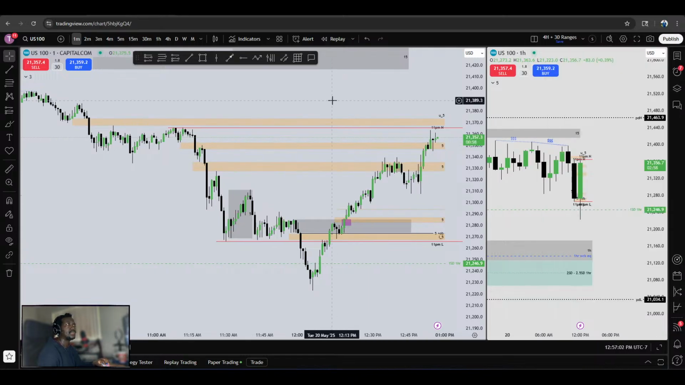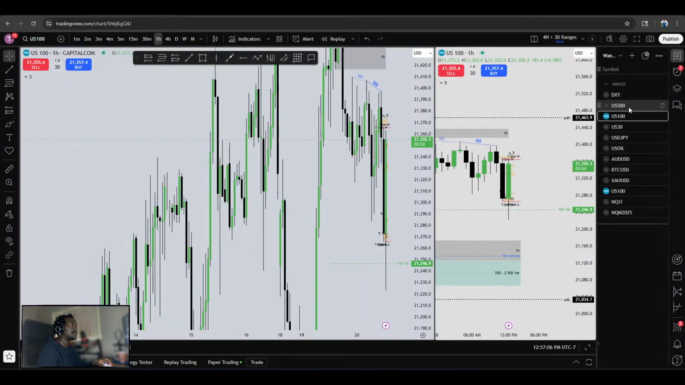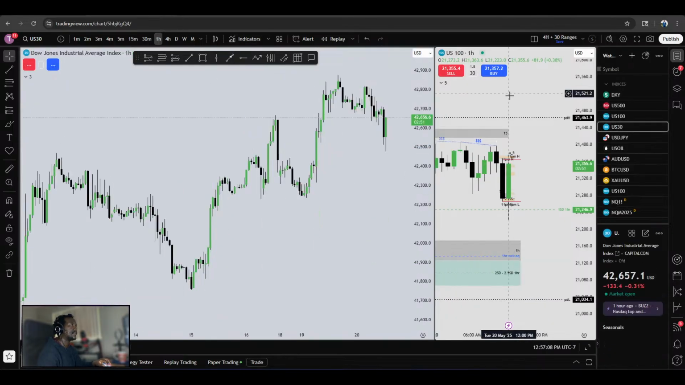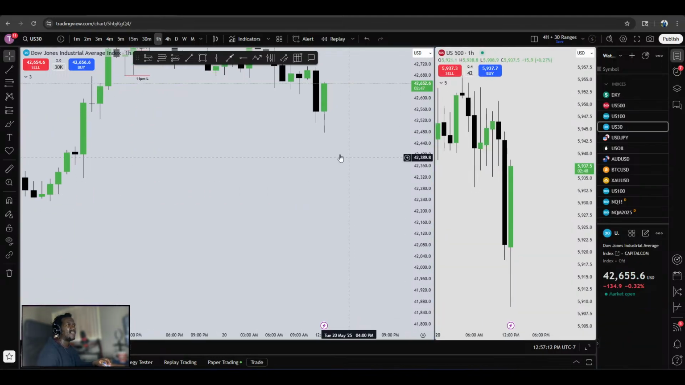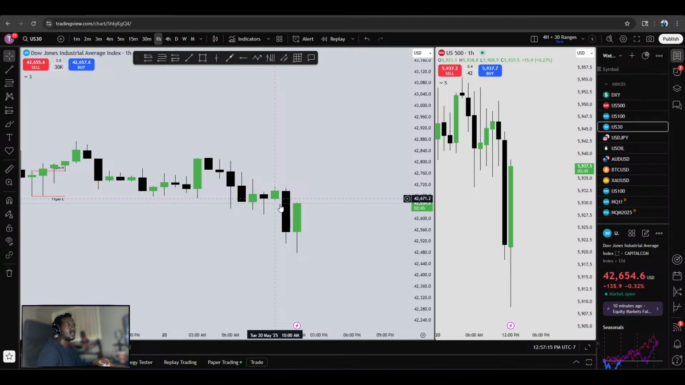Symbols, and then we're gonna do 1 hour here, 1 hour right there. Let's do US30 on that side, and the US500. All I'm gonna just check against is that 11 p.m. candle. That's it, which in this case was this one.